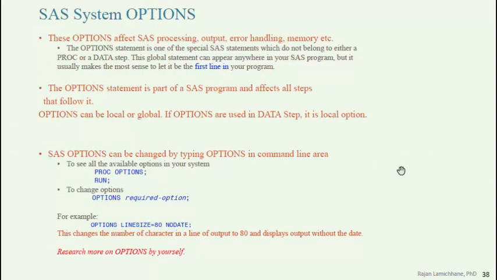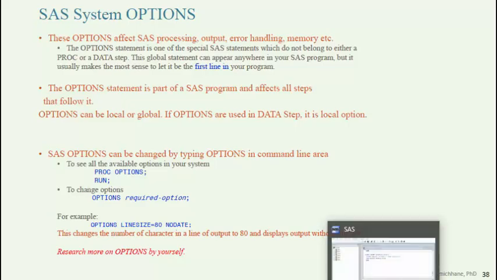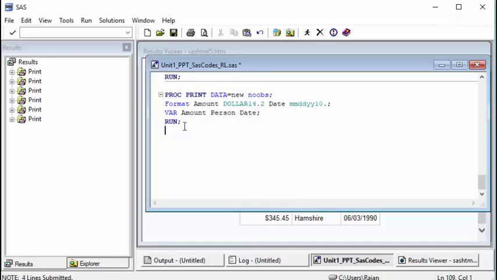Now let's discuss some other SAS options. These are the global options. You can use them without any run statements. So these options work for the entire SAS session unless you override them with some other options. If you want to see the available SAS options, you type proc options, run. You can type proc options and run.